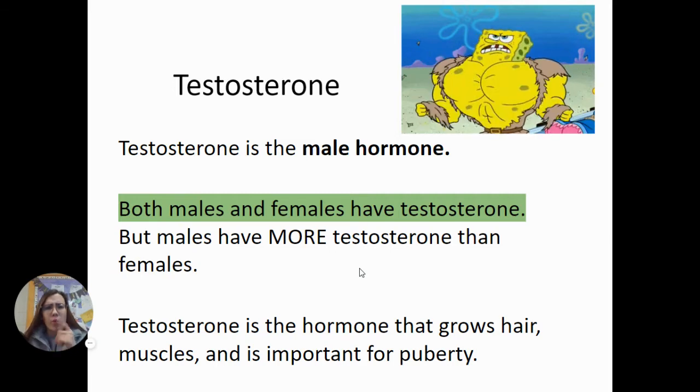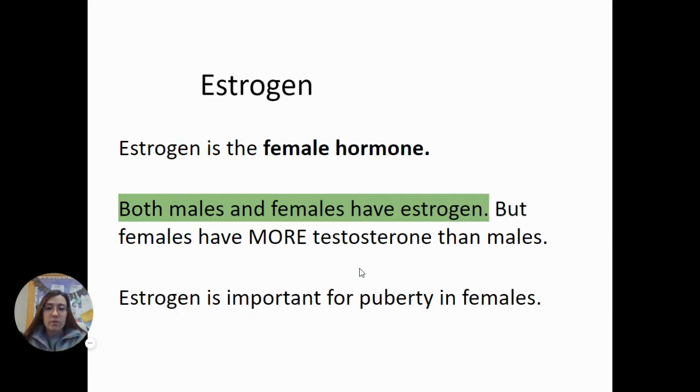Now, that was the male hormone. Notice there's only one of them. Females have two. So first one we have is estrogen, but same situation. Males and females have it, but females have more of it. Estrogen is important for puberty in females. So this impacts the beginning of puberty. This impacts breast development as well as the beginning of the menstrual cycle.